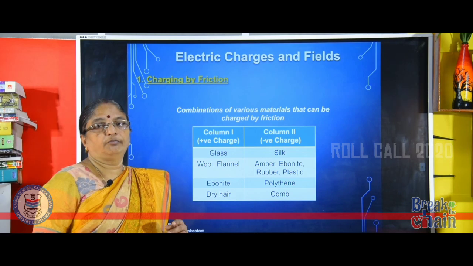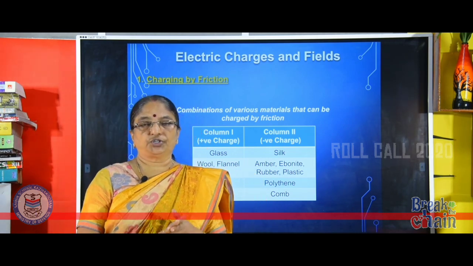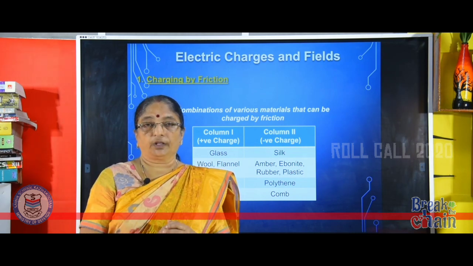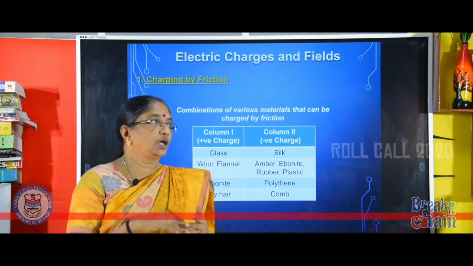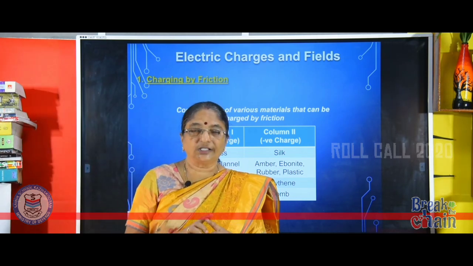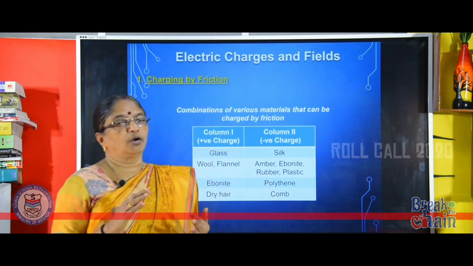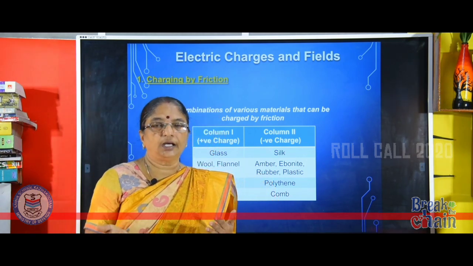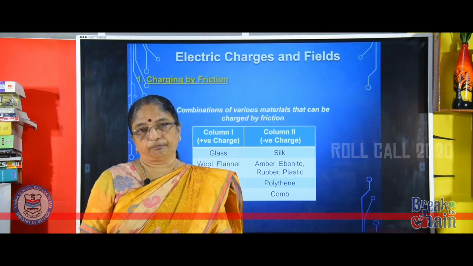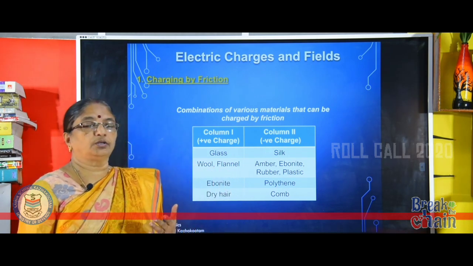Because when you rub two objects, heat is transferred to the material in which the electrons are loosely bound. So, when a glass rod is rubbed with silk, the electrons are more loosely bound in the glass than in the silk. So, glass becomes positive due to the movement of electrons from the glass to the silk. But at the same time, when ebonite is rubbed with polythene, electrons move from the ebonite to the polythene.